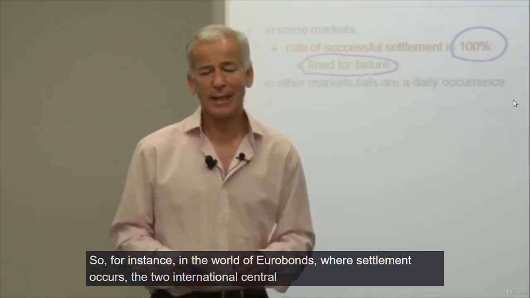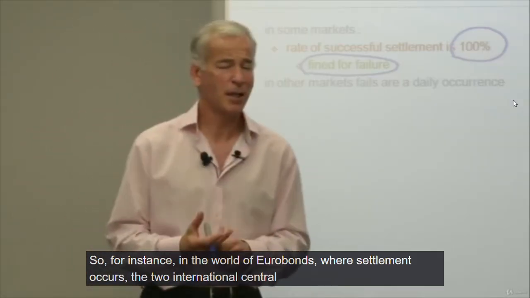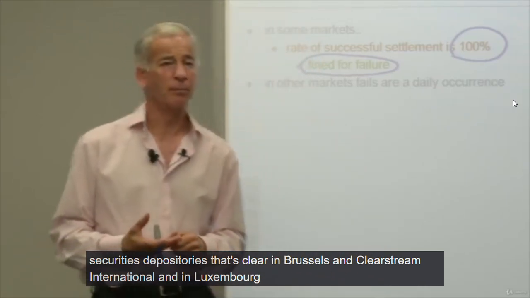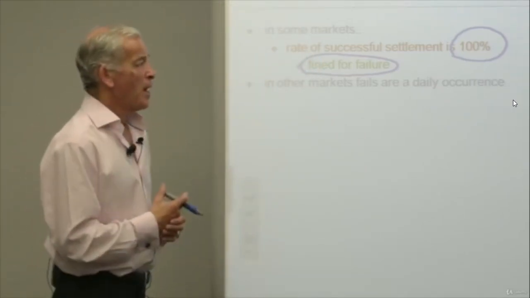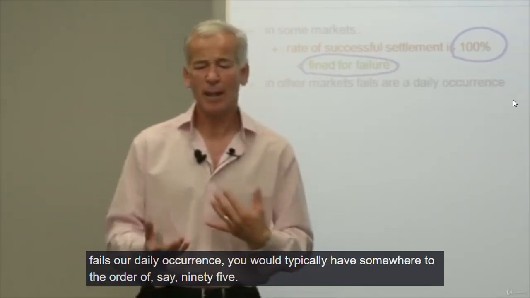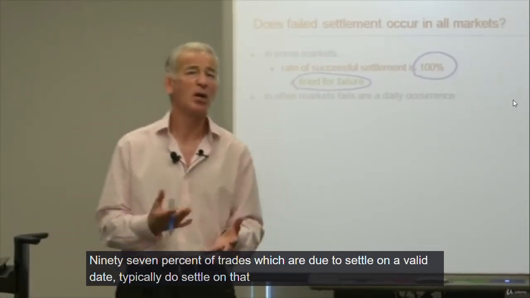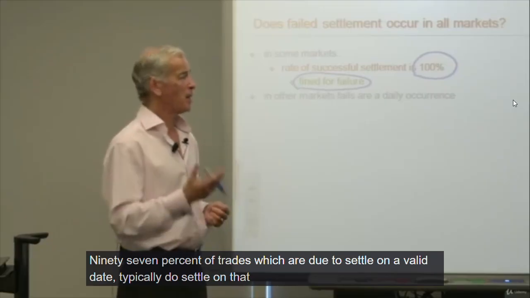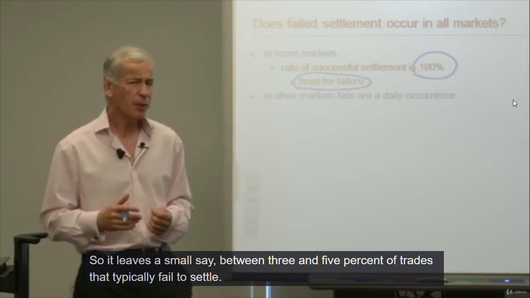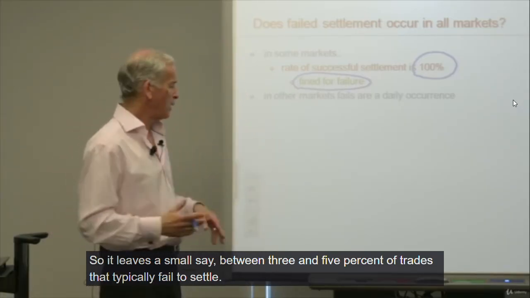So, for instance, in the world of Eurobonds, where settlement occurs at the two international central securities depositories, that's Euroclear in Brussels and Clearstream International in Luxembourg, fails are a daily occurrence. You would typically have somewhere in the order of, say, 95, 97% of trades which are due to settle on a value date typically do settle on that day. So it leaves a small, say, between 3 and 5% of trades that typically fail to settle.